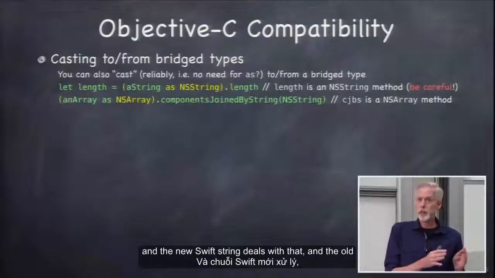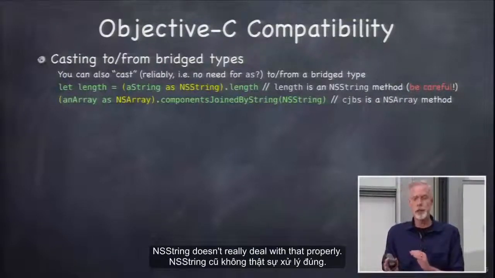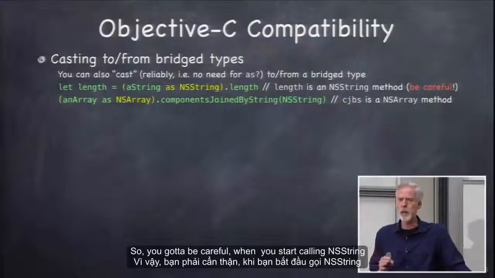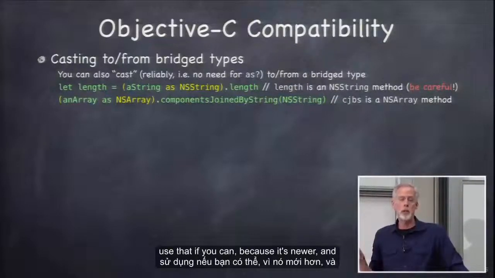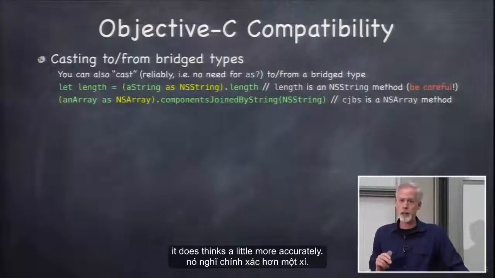And the new Swift string deals with that, and the old NSString doesn't really deal with that properly. So you've got to be careful when you start calling NSString methods. You want to look for a String equivalent and use that if you can, because it's newer and it does things a little more accurately.